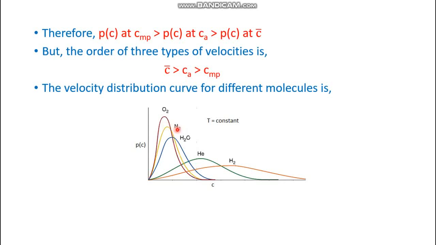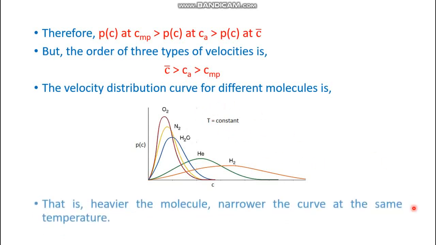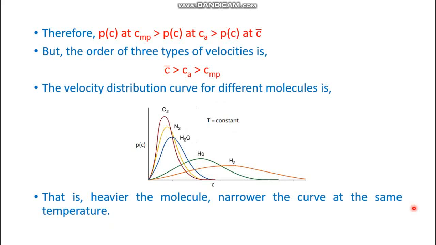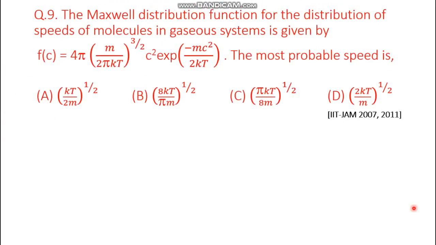So oxygen is the narrowest, and then nitrogen is less narrow. Nitrogen is narrower than water, water is narrower than helium, and helium is narrower than hydrogen at a particular temperature. That is, the heavier the molecule, the narrower the curve at the same temperature. So that's all about the velocity distribution curve and the Maxwell Boltzmann distribution.